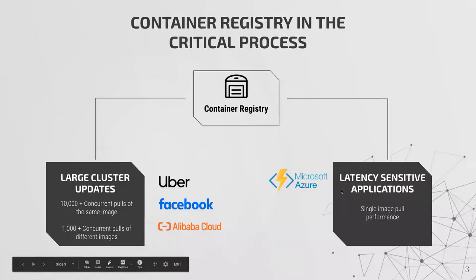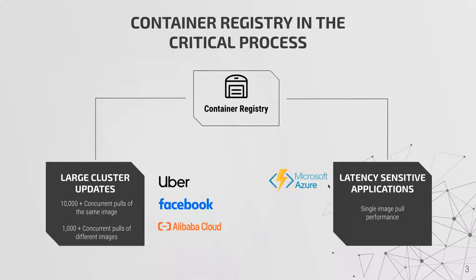And container registry is definitely one of the cloud services that is part of this critical production and deployment process. We observed two use cases in which container registries are important and their performance can be a bottleneck. Firstly, in case of large Kubernetes cluster updates where there might be thousands of concurrent image pull requests, the throughput really becomes a bottleneck here. And we've already seen from companies like Uber and Alibaba that they have already developed solutions that solve this by peer-to-peer sharing of data.